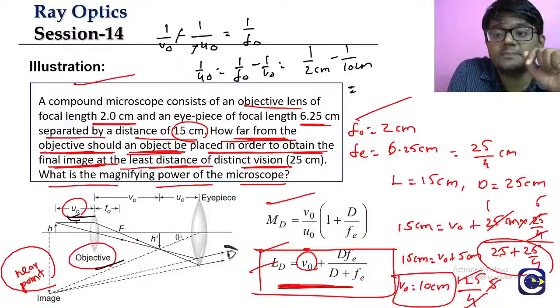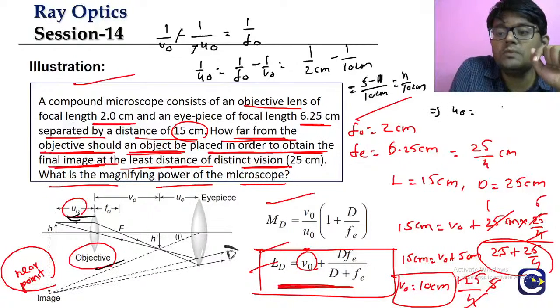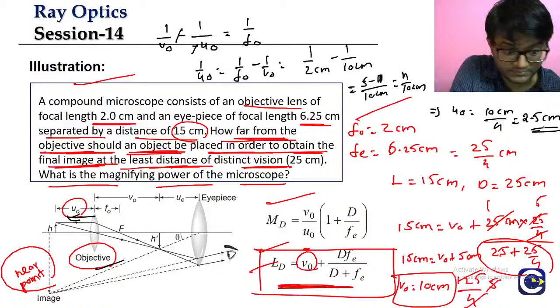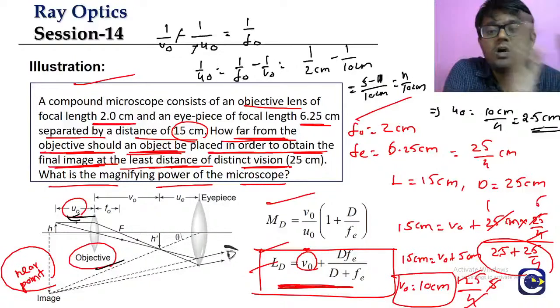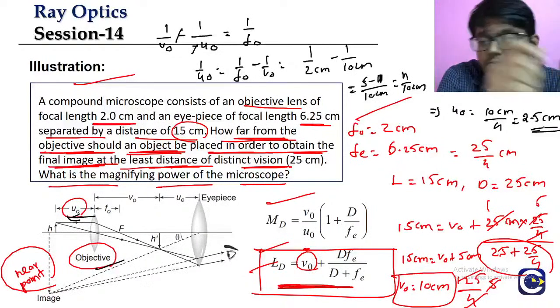We will have 5 minus 1 by 10 centimeter, that is 4 by 10 centimeter. That is 1 by UO. Means UO will be 10 centimeter by 4, that is 2.5 centimeter. So we have to keep the object 2.5 centimeter from the objective.